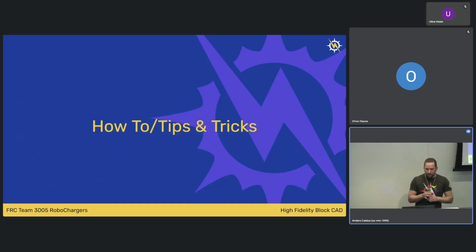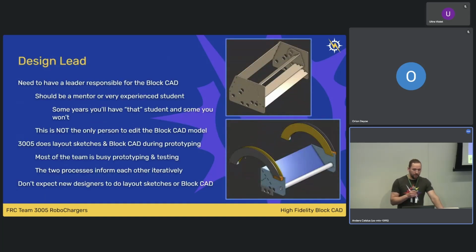Okay, so now we're going to get into how to actually implement this on your team if you want to. The first thing you need to start off is somebody that's responsible for this. This is not the only person that will work on the block CAD. More than one person can work on it, especially in Onshape. But you need to have somebody that owns it, because this is a single point of failure.